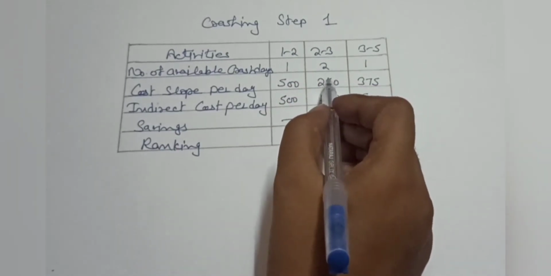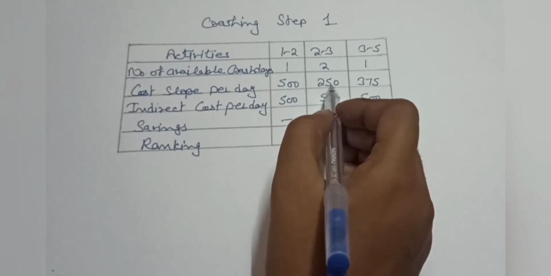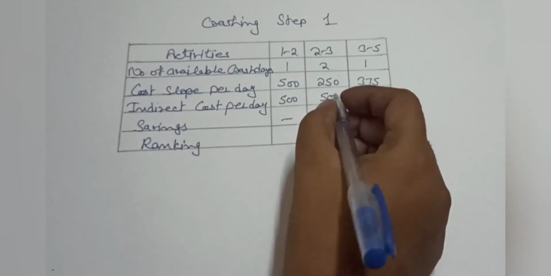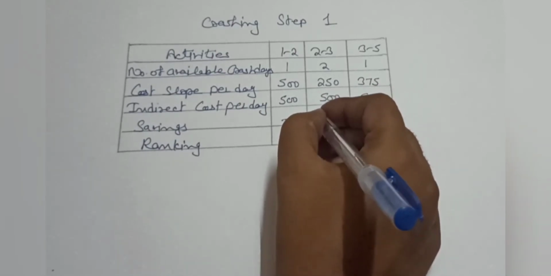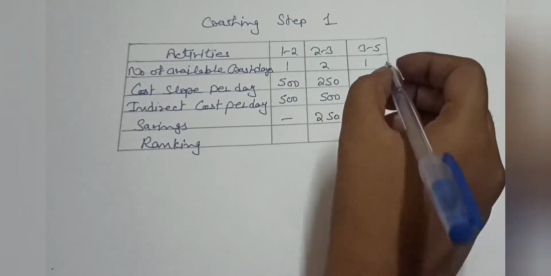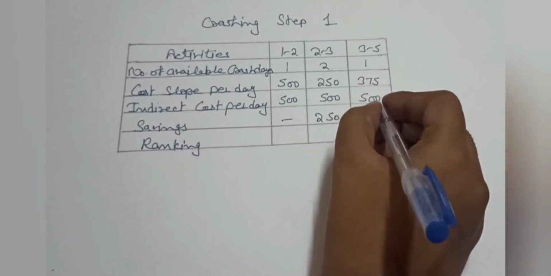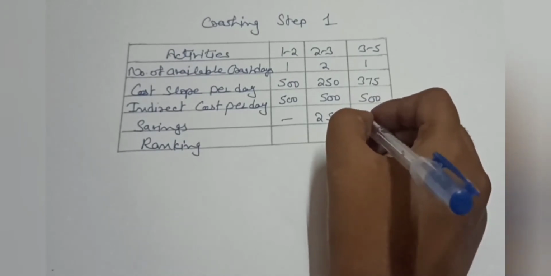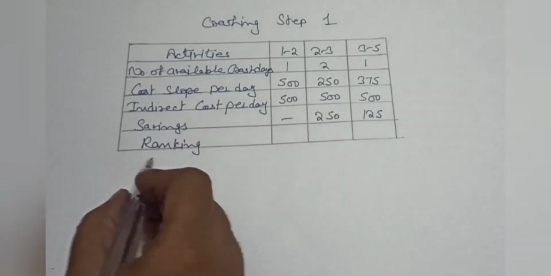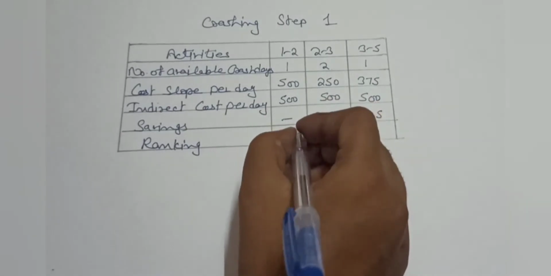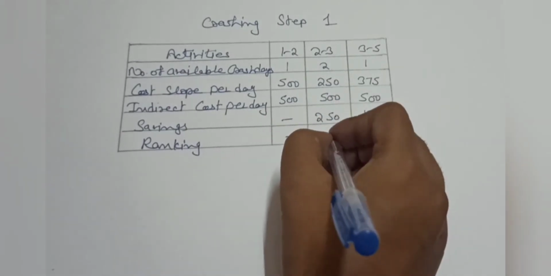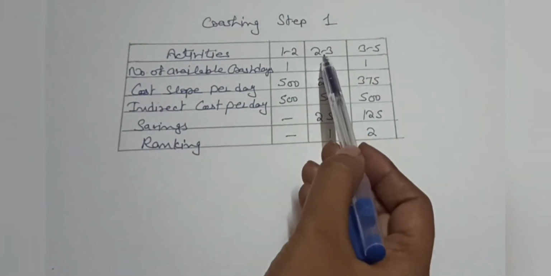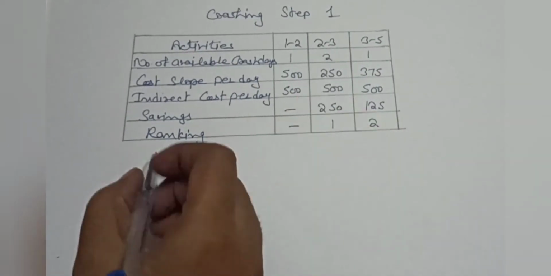For this activity, cost slope is 250 and indirect cost is 500. So here we can say our cost saving is 250. In this column you can say indirect cost is 500 and cost slope is 375. So saving is 125. So if we rank these activities, then here nothing, this is first rank and this is second rank. So we can select this activity for crashing. So we will crash this activity.